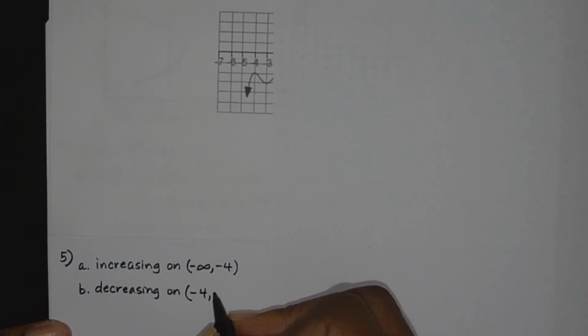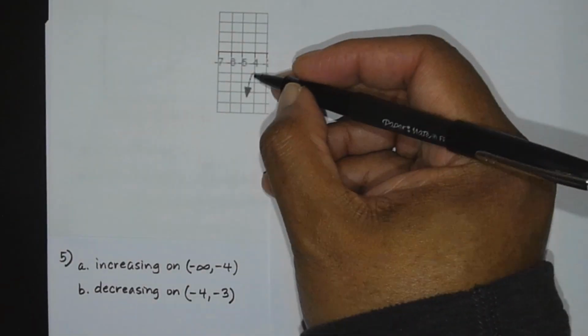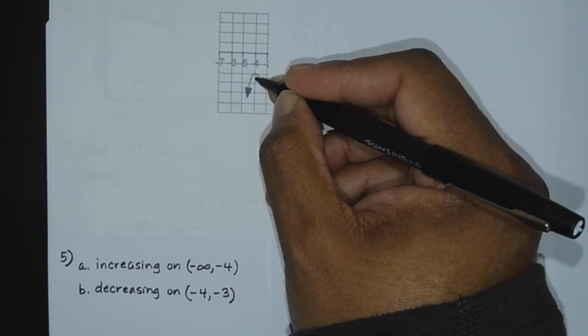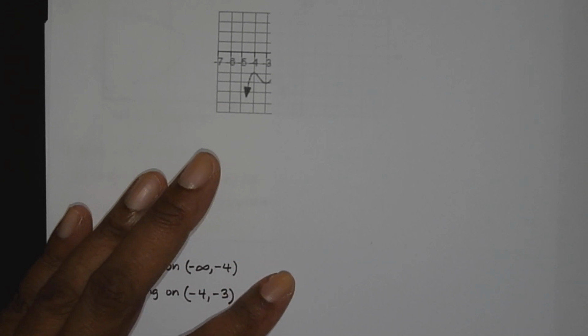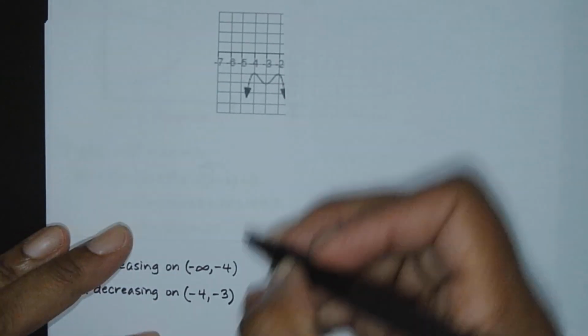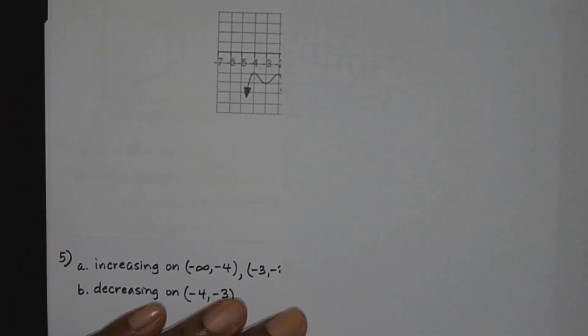Notice we're only using parentheses, not brackets. Because at -4, it reaches its highest point, so we don't include brackets. We use parentheses. Any other questions? And then after -3, it increases again. From -3 up to -2 is increasing.